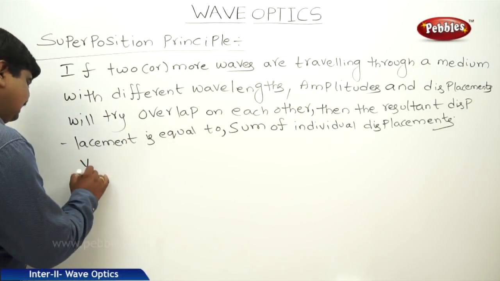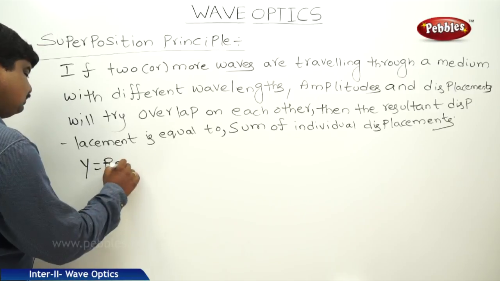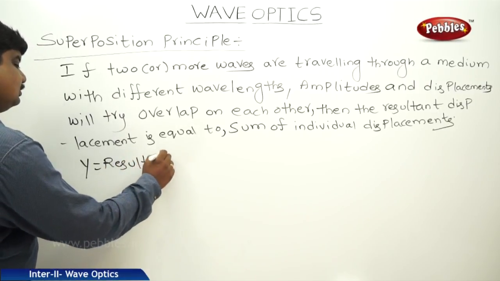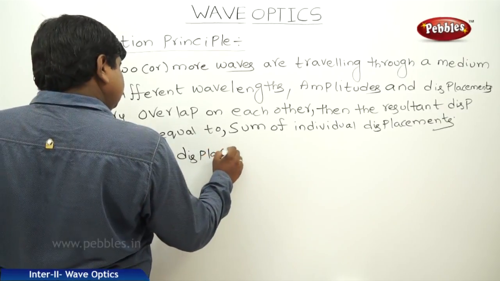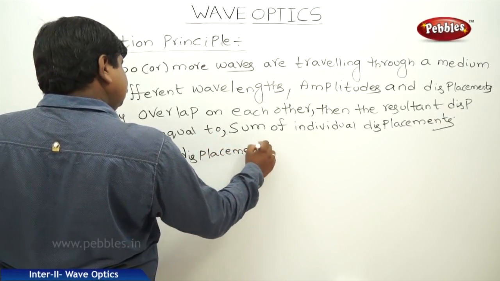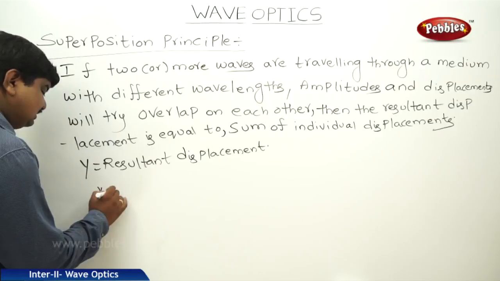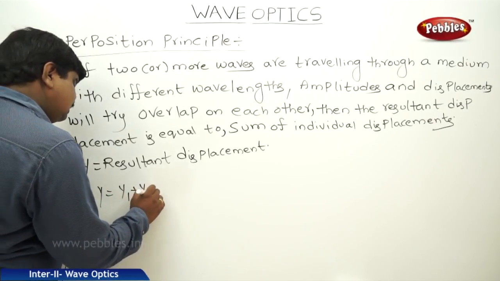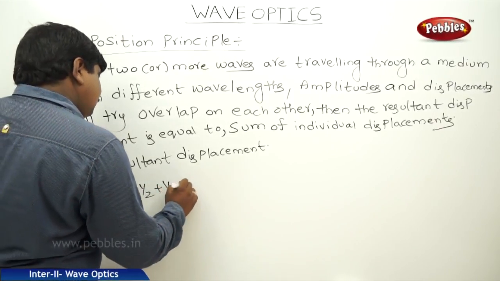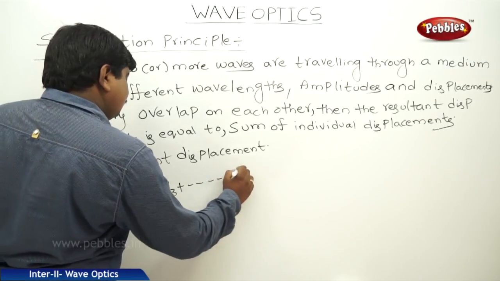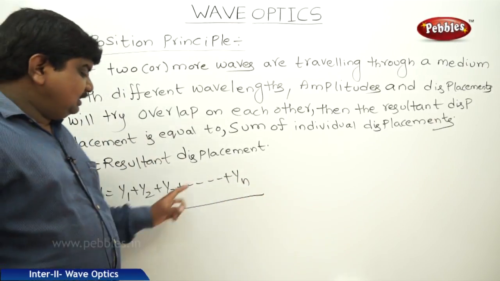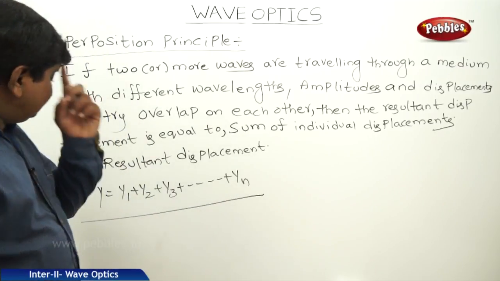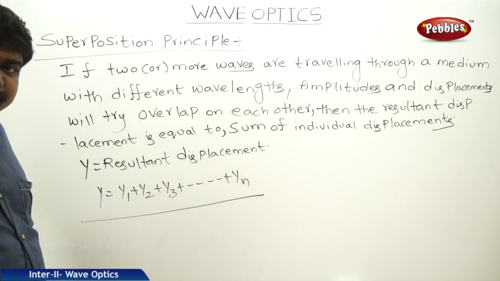So y is the resultant displacement. Therefore y is equal to y1 plus y2 plus y3 and so on up to yn, the displacements of the individual waves. Like this we can define the superposition principle.